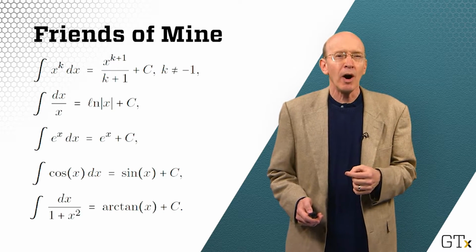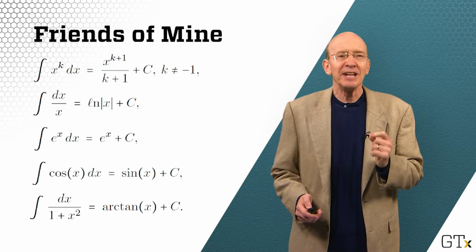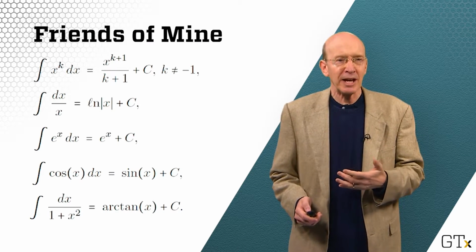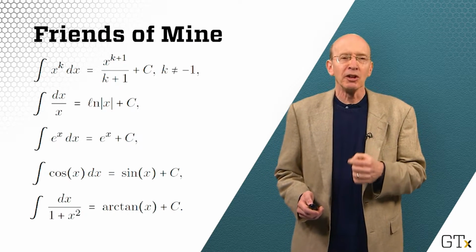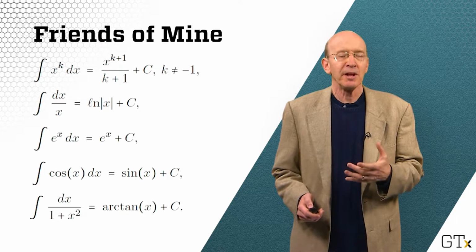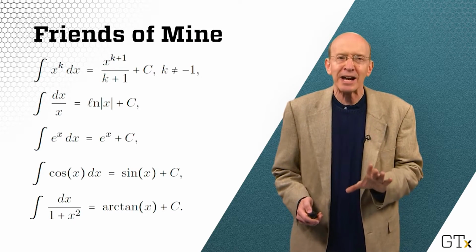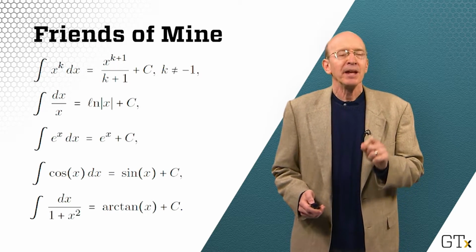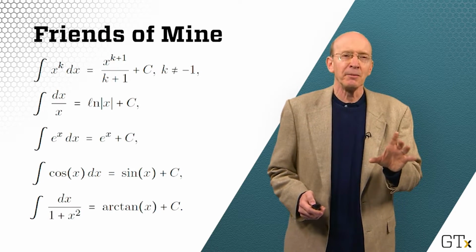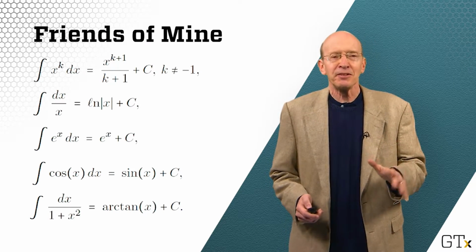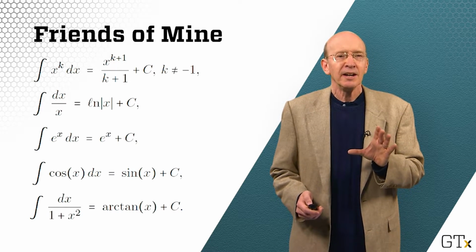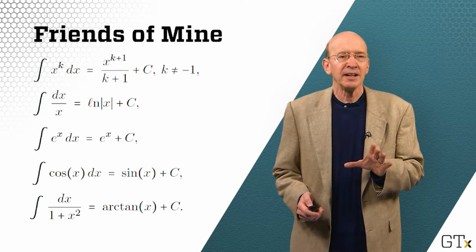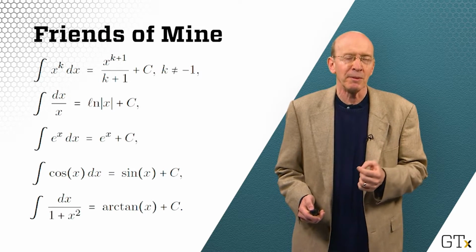For k equal to negative 1, we have to look at the special case, integral of dx over x. It turns out that's the natural log of absolute value of x plus c. We'll look at a mnemonic for that in a little while. The reason for this is there's some convergence and divergence issues which only take place when k equals minus 1. So let's just remember that.